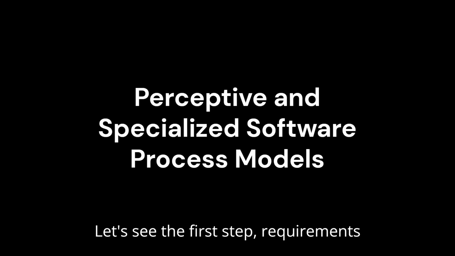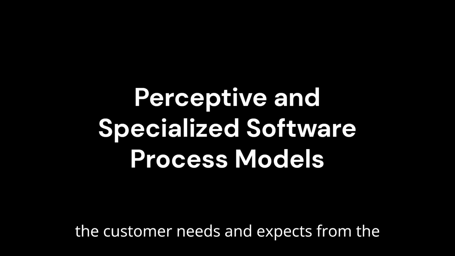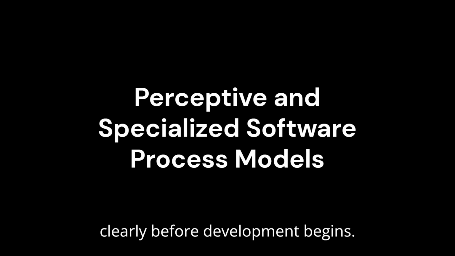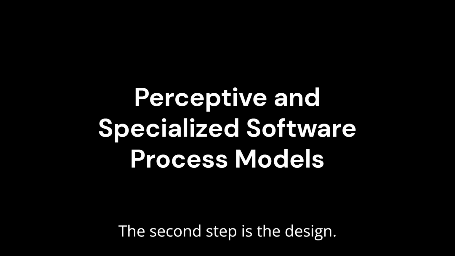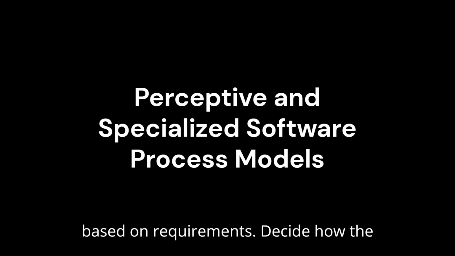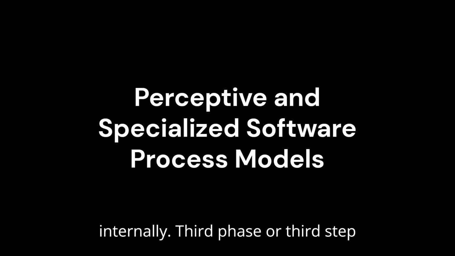Let's see the first step, requirements gathering and analysis. Understand what the customer needs and expects from the software. All requirements are documented clearly before development begins. The second step is the design. Create system architecture and design based on requirements. Decide how the software will look and function internally.